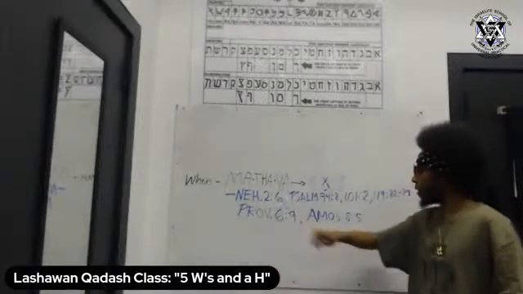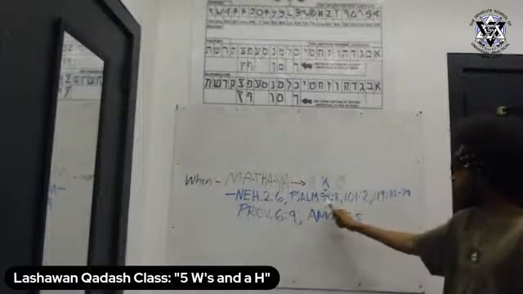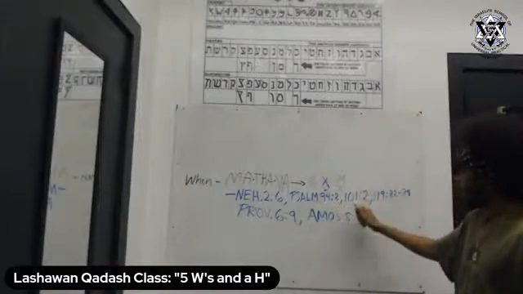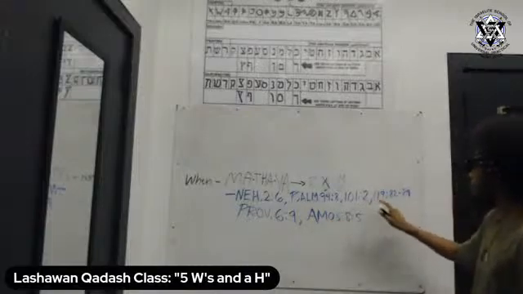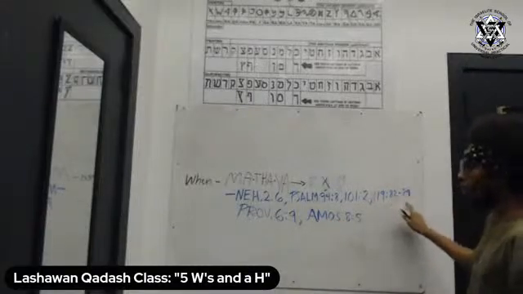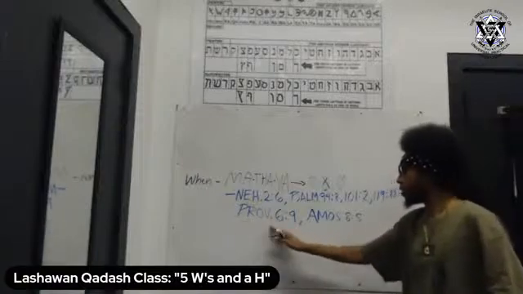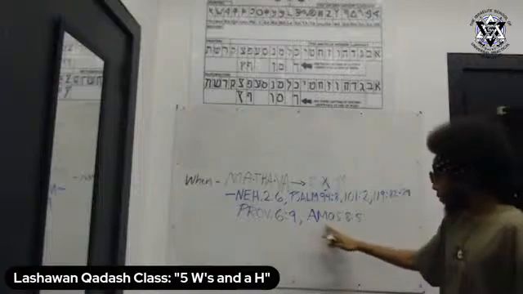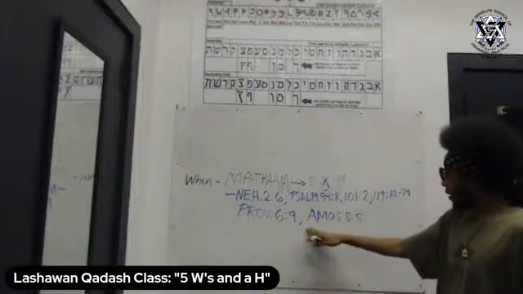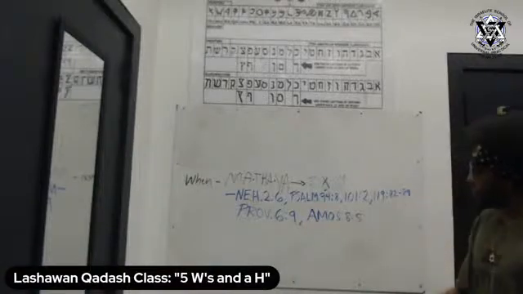Nehemiah chapter 2, verse 6. Psalm chapter 94, verse 8. Psalm chapter 101, verse 2. Psalm chapter 119, verses 82 through 84. Proverbs chapter 6 and 9. Amos chapter 8, verse 5, and that's it.